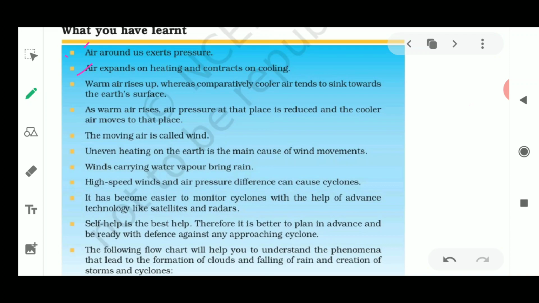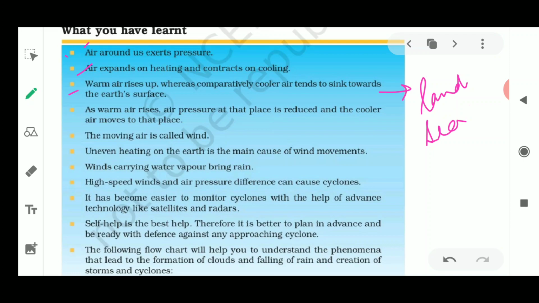Then the next point is that warm air rises up, whereas comparatively cooler air tends to sink towards the earth's surface. This we have seen very well in the land breeze and the sea breeze, because of which land and sea breezes are caused, and the evaporation also takes place because of the same thing. Fine.